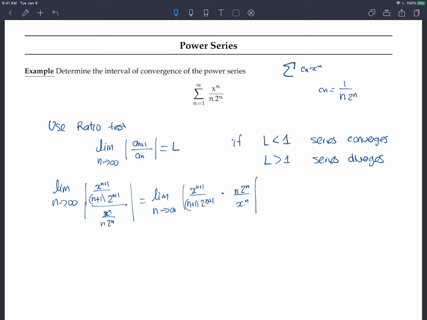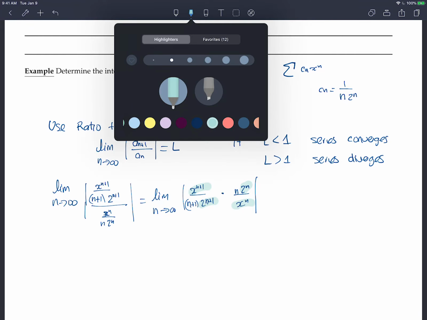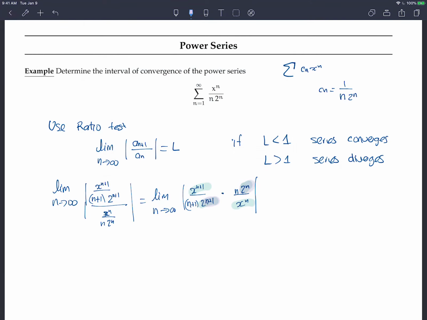By doing this, you can see that x to the n plus 1 with x to the n simplify. My 2 to the n plus 1 and 2 to the n also simplify. So some powers are going to cancel. Let's write that down. I get the limit when n goes to infinity of x to the power of 1 in the numerator. For the 2's, I'm going to have an extra power of 2 in the bottom, right? And I'm going to put the absolute values here if you want. But then the n and the n plus 1 term survive, right?